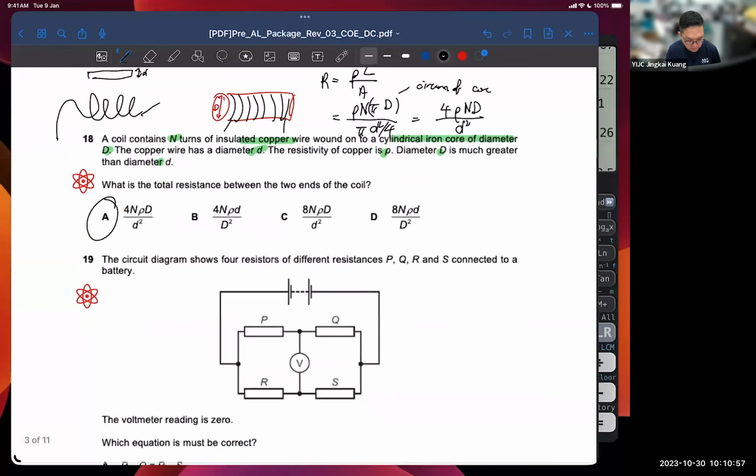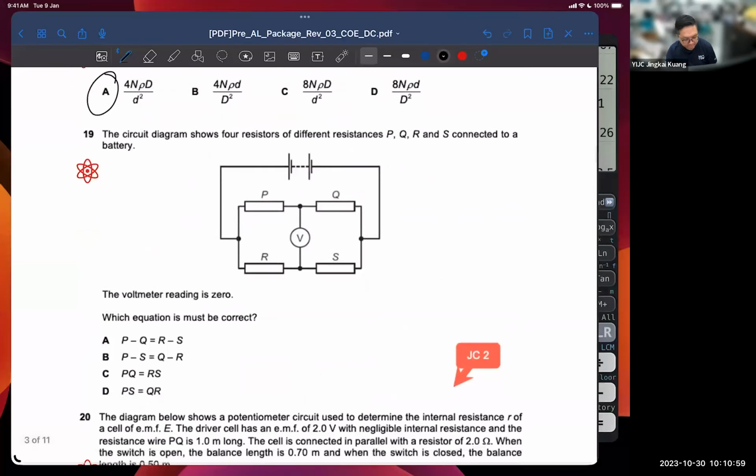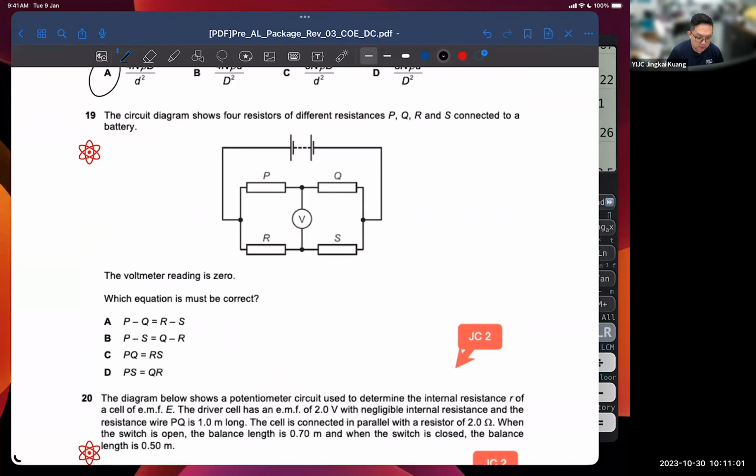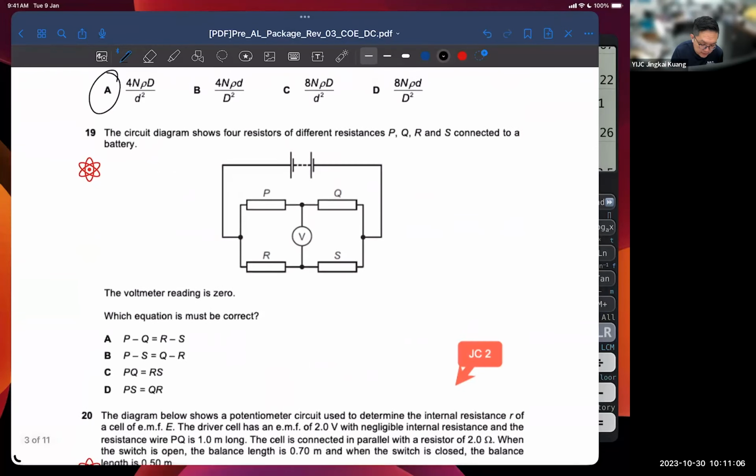Okay, next one. Quite an interesting question. This is your potential divider. You have four different resistors, P, Q, R, S, connected to a battery. Voltmeter reading is 0. Remember, a voltmeter measures the difference in potential. So this is A and this is B, and you read VAB. You are reading the potential of A compared to ground minus the potential of B. Then you're finding the difference in the slope, in that sense.